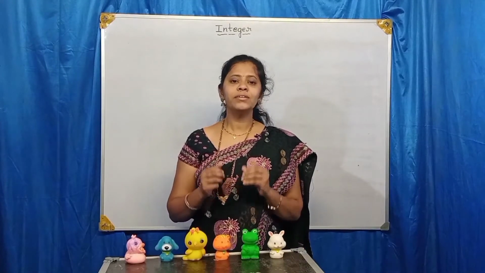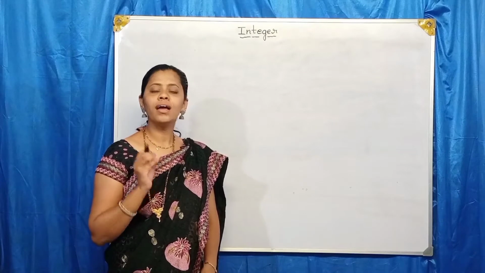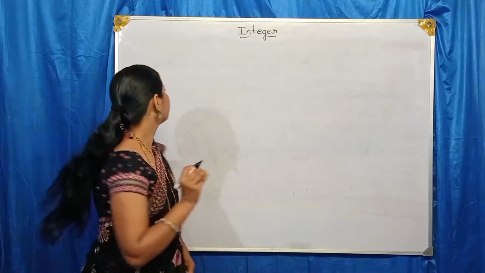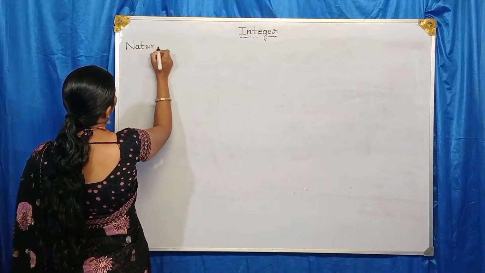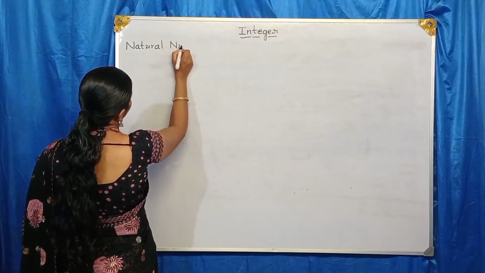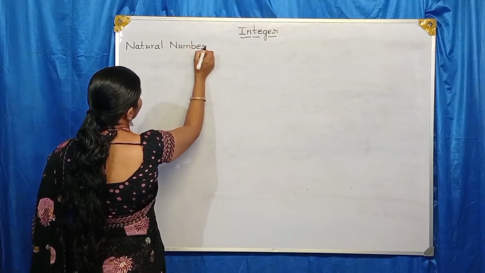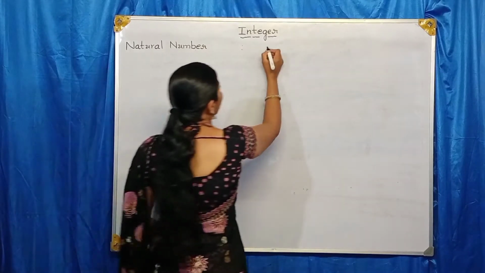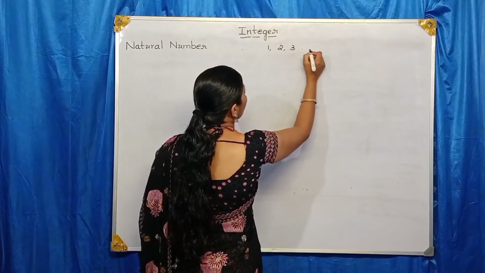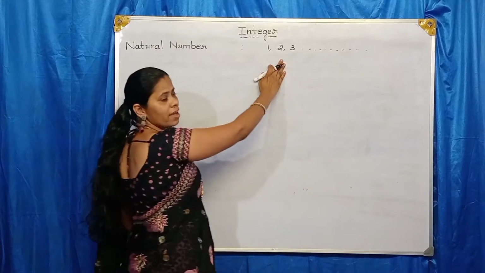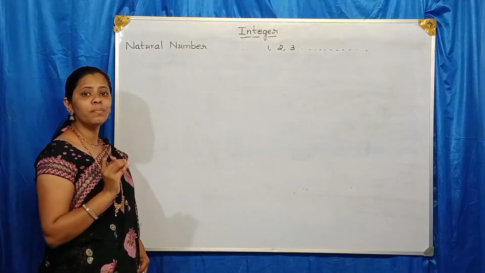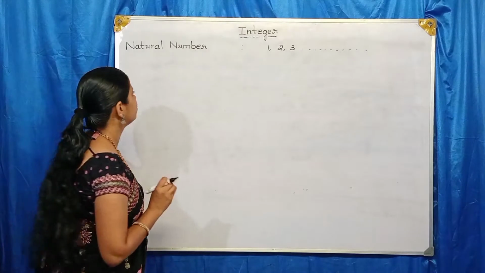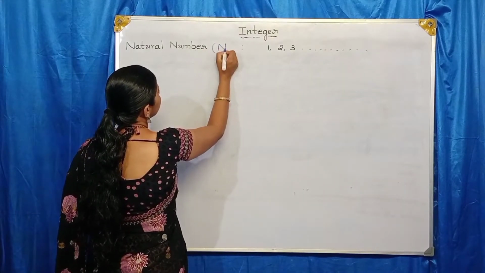And these are the numbers we are using for counting objects. The numbers used for counting are called natural numbers. 1, 2, 3 and so on. These are all called natural numbers. And the set of natural numbers is denoted by a capital letter N.